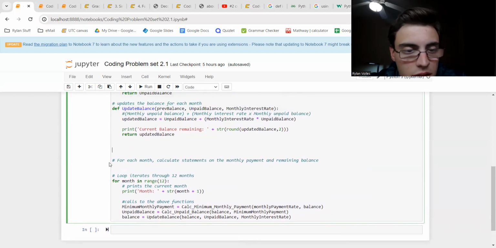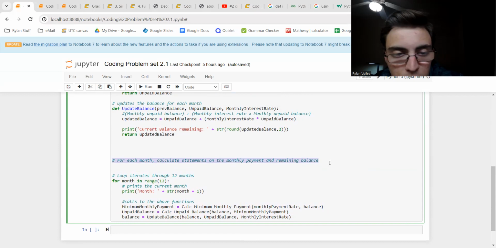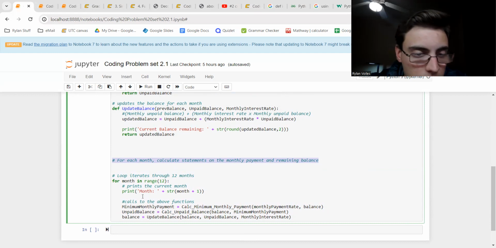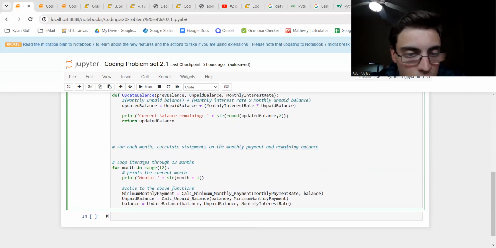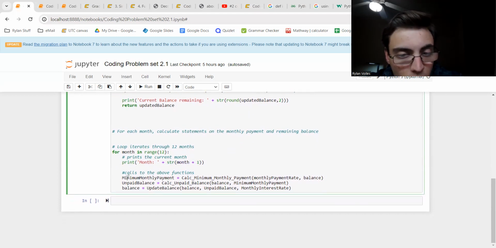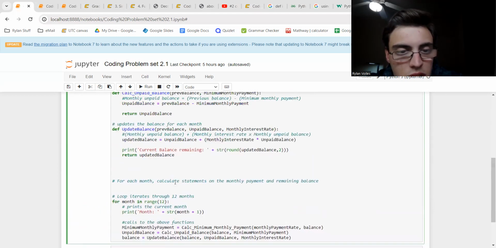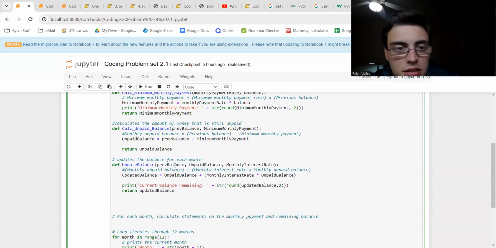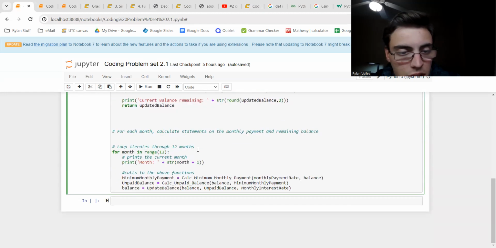Then down here, we have for each month, it will calculate the statements on the monthly payment and the remaining balance. This loop iterates through the 12 months of the payment period. This will print what month it is on. And these three will call the above functions that will run as I explained earlier.